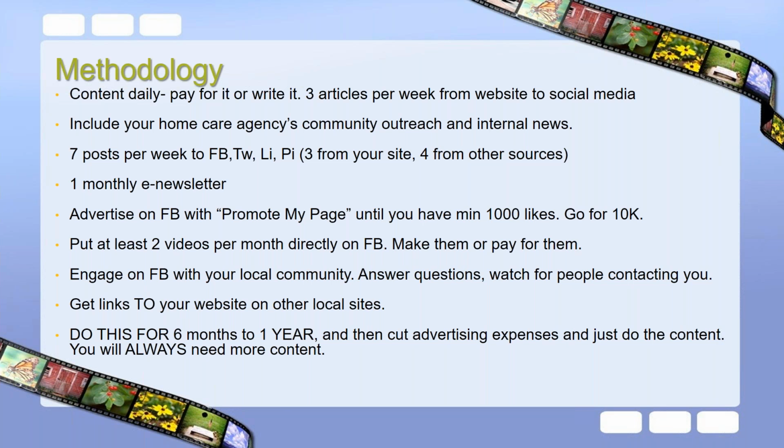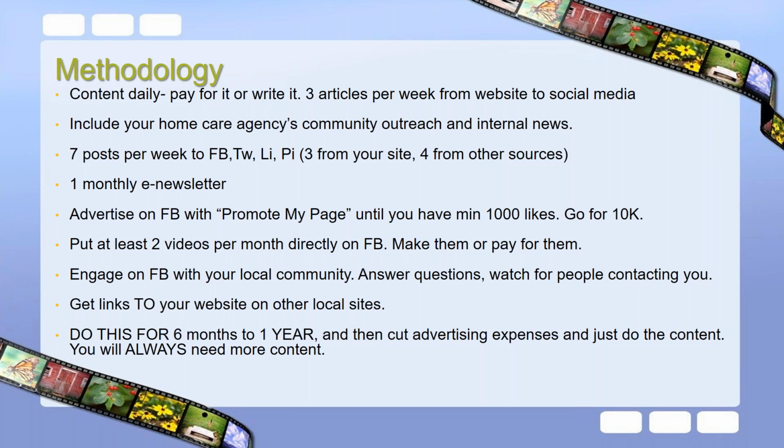You need 7 posts per week to Facebook, Twitter, LinkedIn, and Pinterest. 3 of them can come from your website, and 4 of them can come from other sources. You can schedule it. You can use a program like Hootsuite or something else, and you can schedule those in advance.